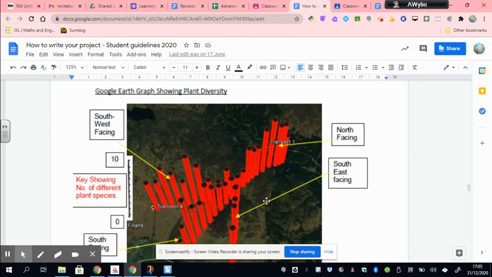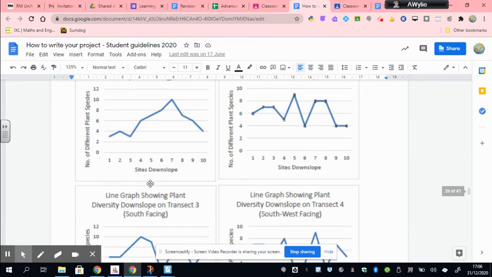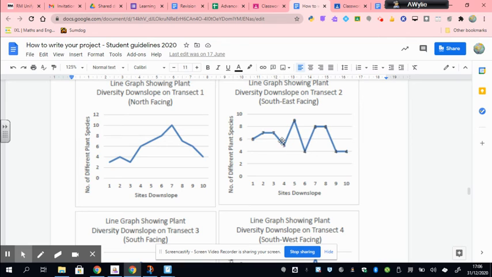So this student, for example, has a nice piece of data presentation showing you 4 transects, in this case, of the number of plant species on slopes, and they've got slopes facing different directions. And you can see there's far more plant species lower down than at the top of the slopes. They've also put the data into bar graphs, which allow a much easier visual comparison of how the trend is changing on each transect.